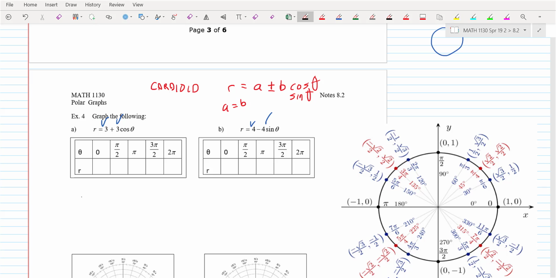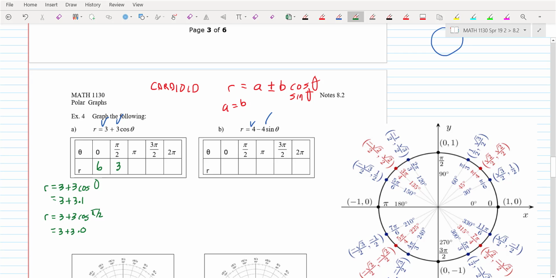All right, so we're just going to go to the unit circle, and let's just crunch this first one out here. So what we're doing is R equals 3 plus 3 cosine of 0. Cosine of 0 is 1. So 3 plus 3 is going to be 6. So that would be your first point that you have. Then I'll go to pi over 2. I have R equals 3 plus 3 cosine pi over 2. Cosine of pi over 2 is 0. So 3 plus 0 would be 3, like that.